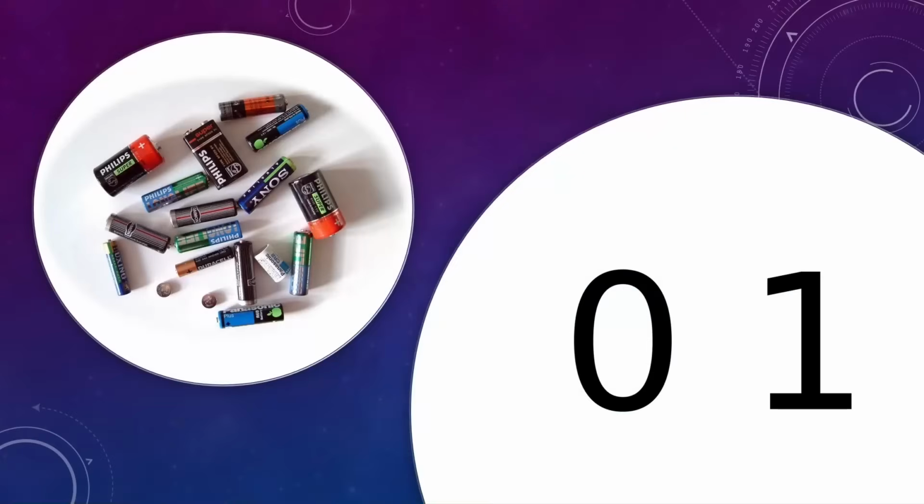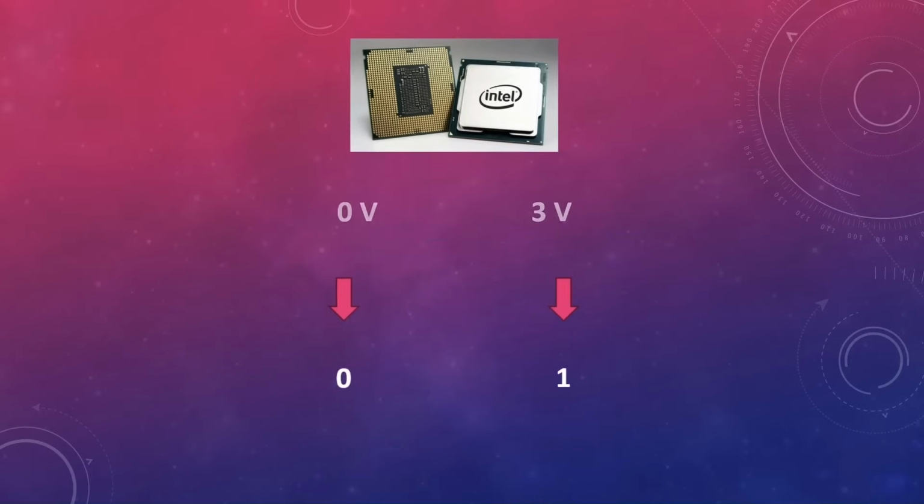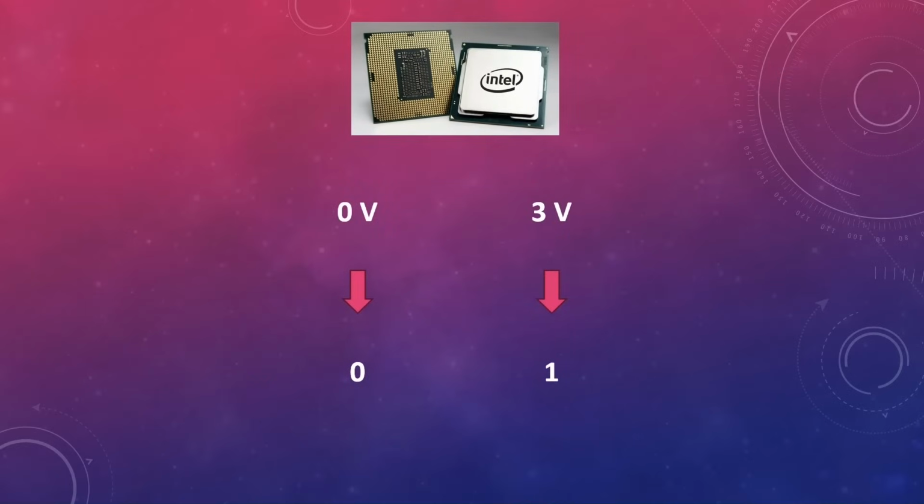But why? We all know the computers only know the binary language 0 and 1. But why does a computer only understand 0 and 1 as binary language? Let me try to explain it to you. Because in computers, it is very easy for a processor to consider 0 voltage as 0 and non-zero voltage as 1. So in this example, you can see that we are using 0 voltage for 0, 3 voltage for 1, so 0 voltage is 0, and any non-zero voltage is 1.